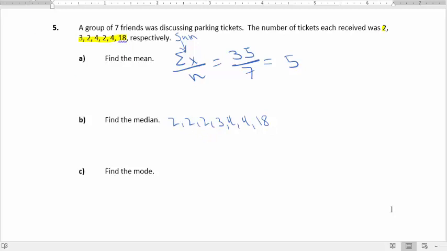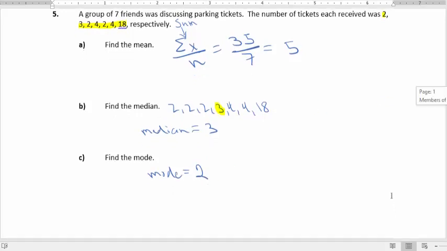And when you're dealing with an odd number like this, 1, 2, 3, 4, 5, 6, 7, there is actually a middle number. In this case, the middle number is 3. So the median, because remember, it's the one in the middle, is 3. And you remember the mode was the one that appeared the most frequently. There are 3 2's, so the mode is going to be 2. So the mean is 5, the median is 3, and the mode is 2.